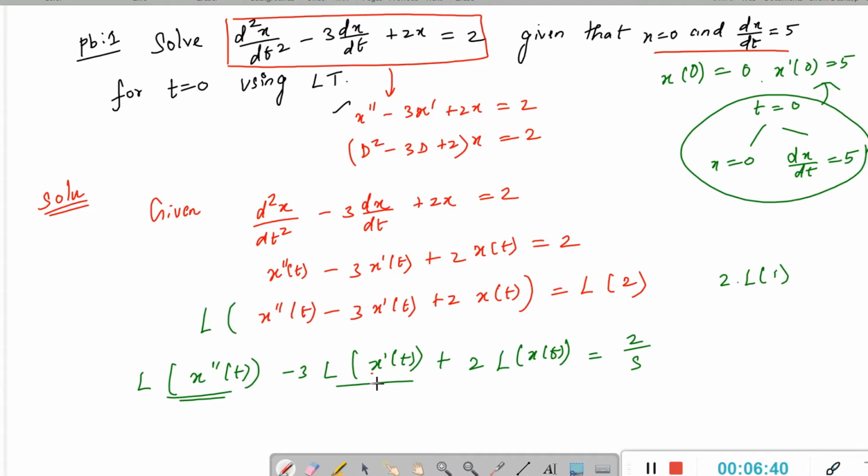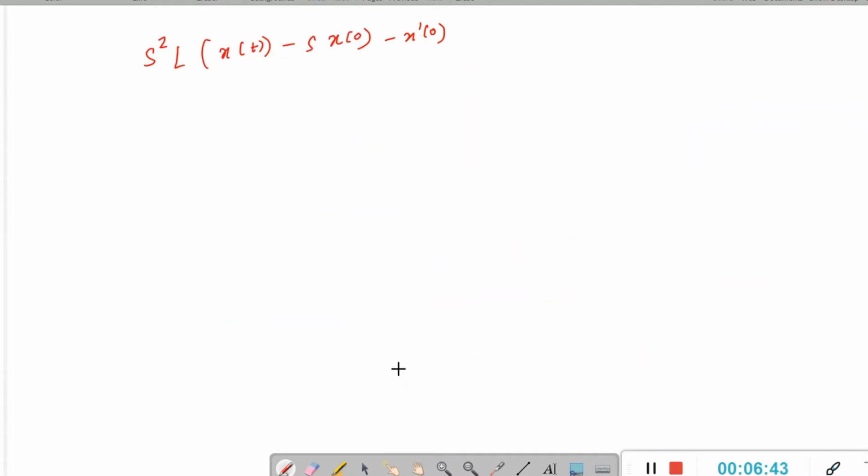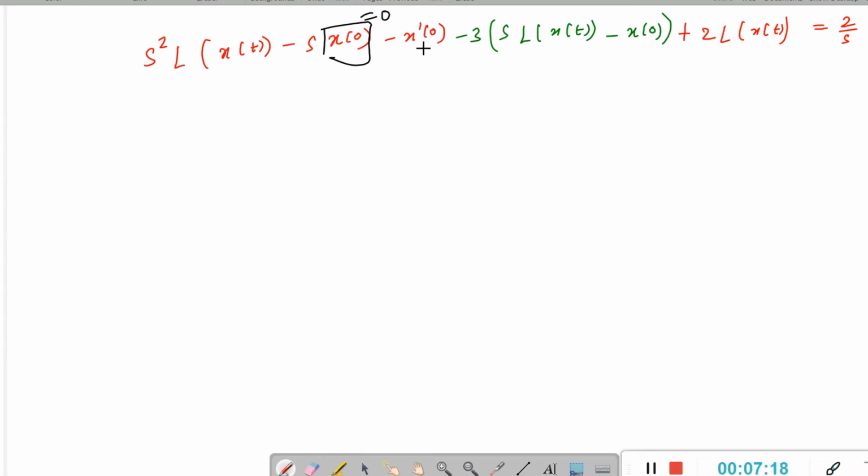So if you apply the formula for the second term, you may get minus 3 into s L of x of t minus x of 0, plus 2 into L of x of t equal to 2 by s. So by using the initial conditions, you can apply x of 0 is going to be 0, but x dash of 0 is going to be 5.